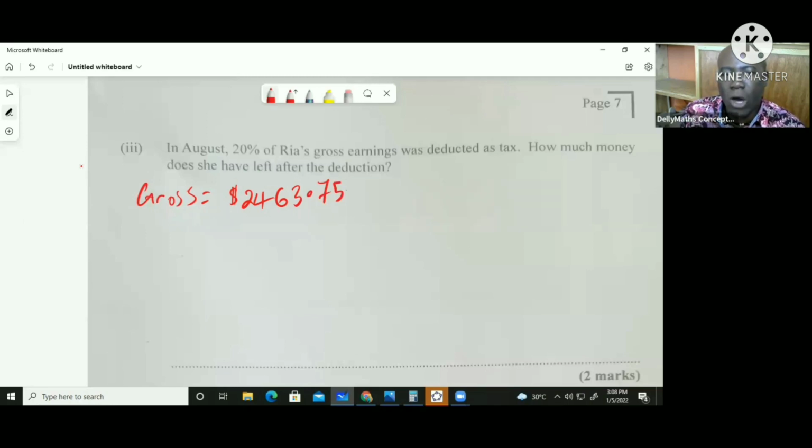Read the question. It says in August, 20% was deducted as tax. So we want to find 20% of this. The question wants to know how much money is actually left. There are two ways you can do this. You can find 80% of this and you're fine, or you could find 20% and take it from it. So let us say we're finding 20% of it. We're talking about 2463.75, and you're multiplying that by 20 and dividing it by 100. You're going to get 20% to work itself out to $492.75.